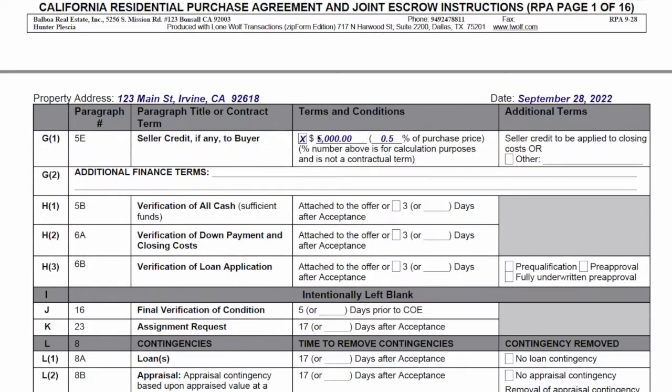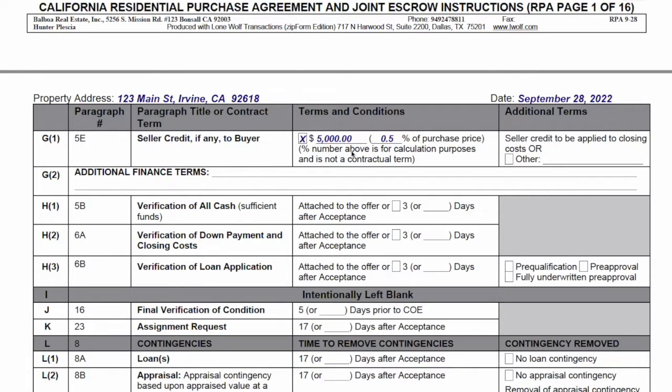Now, in the old form, if the seller wanted to credit the buyer, they'd have to write it in other terms or additional financing terms or some random line in an RPA. And that caused a lot of confusion back then, because sometimes an offer would get accepted and the seller and listing agent didn't even realize that somewhere in that ocean of text there was a seller credit to the buyer, and now they're on the hook for giving that credit to the buyer. Well, here they have a nice line item, G1, where people can look to see if there is in fact a seller credit. Now I put one in here just for the sake of an example.